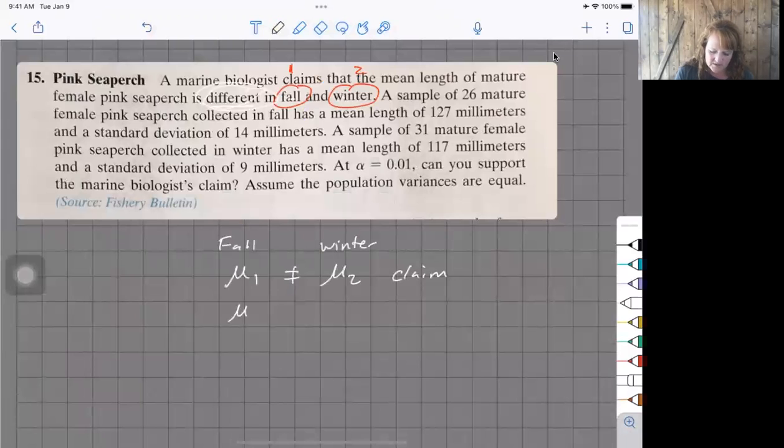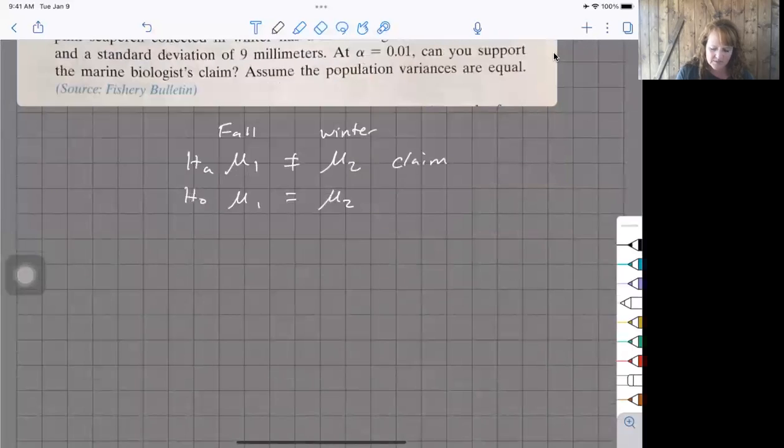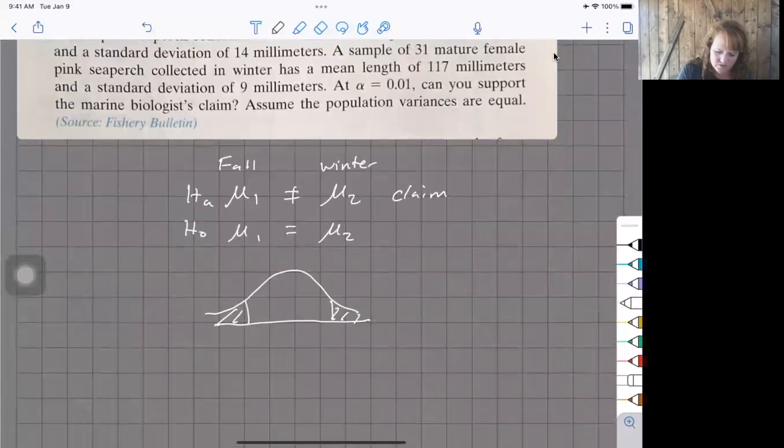My complement is equal to, that's going to be my H naught. My HA is going to be the claim. And because it's a not equal, it is a two-tailed test. Okay. Alpha is going to be 0.01. So that means that I've got 0.005 on either end.